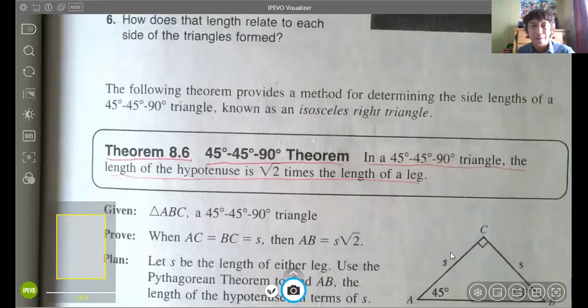Now, to start with, we're going to see first the theorem. Let's check the theorem first from the book. Okay, here's from the book. Theorem 8.6. It's the 45 degrees, 90 degrees theorem. And it says there in the 45, 45, 90 triangle, the length of the hypotenuse is square root of 2 times the length of the leg. Okay, we can actually show this to you by using a drawing.